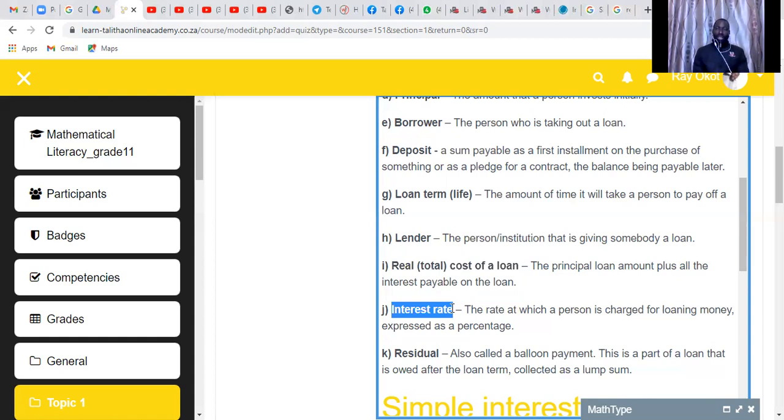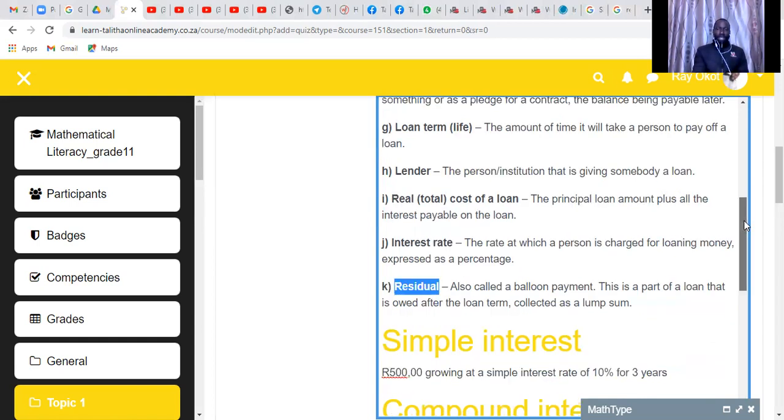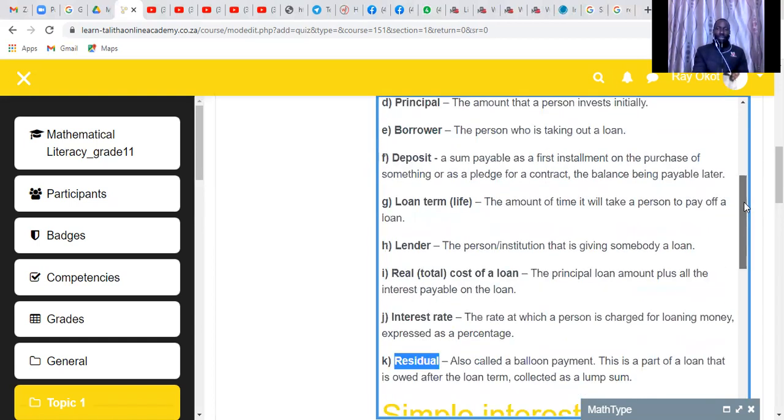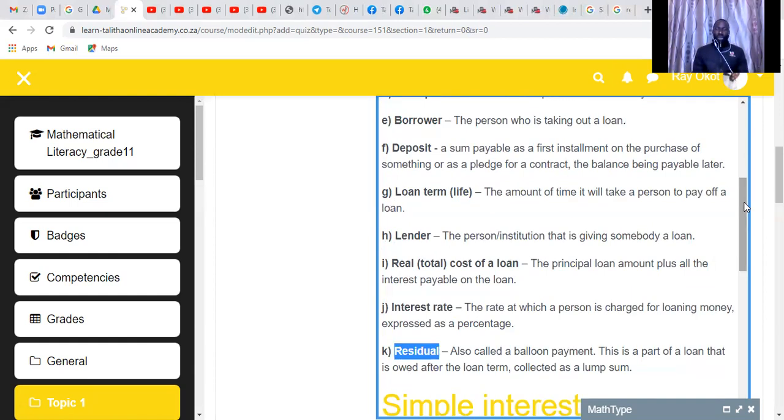That is called the interest rate. It is normally expressed as a percentage. Then there is what we call the residual value, sometimes just referred to as the residual. This is also known as the balloon or a balloon payment. It is a part of a loan which has to be paid after the loan term.